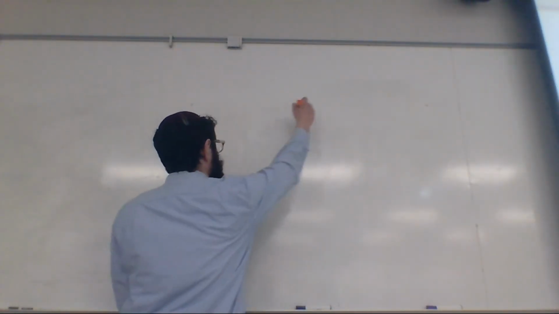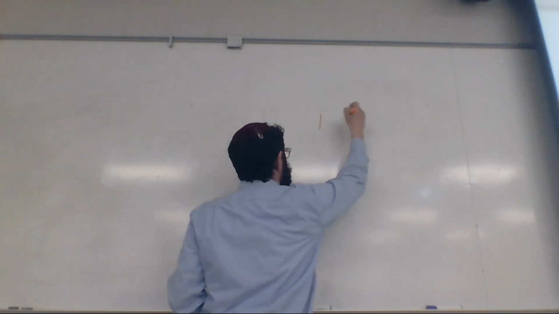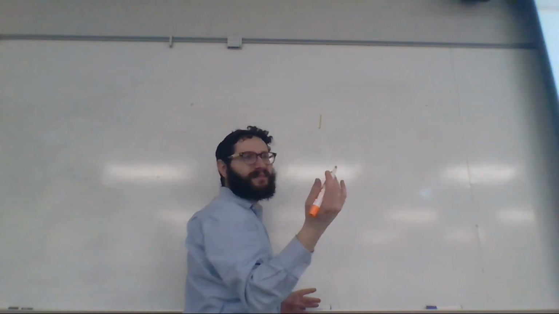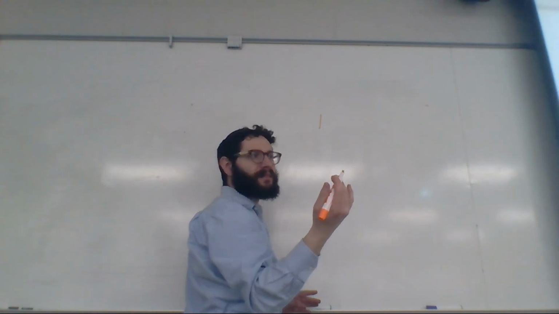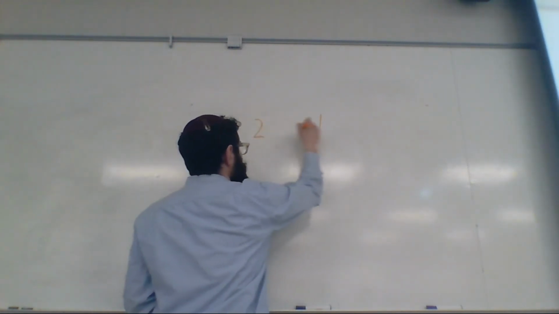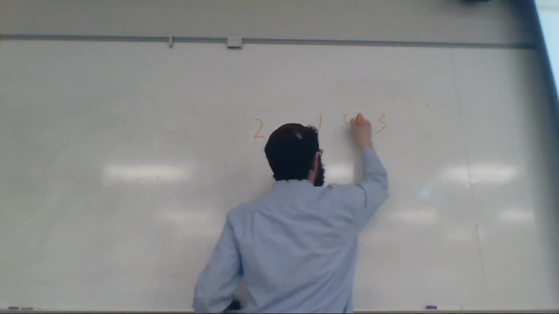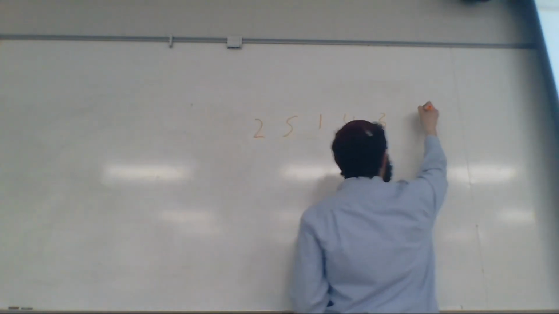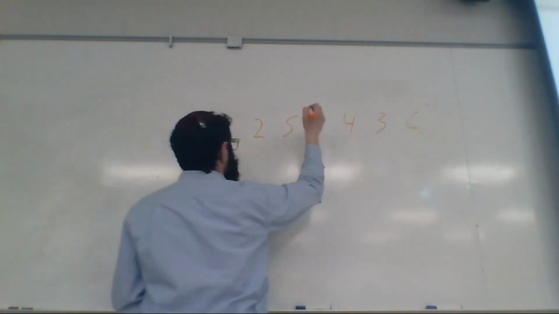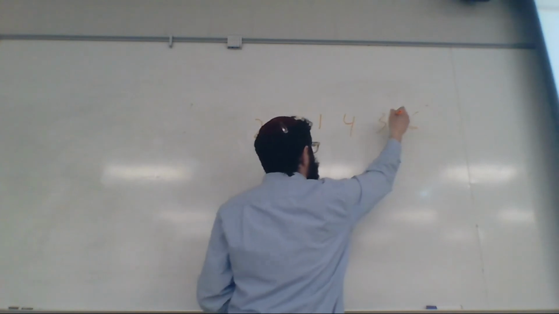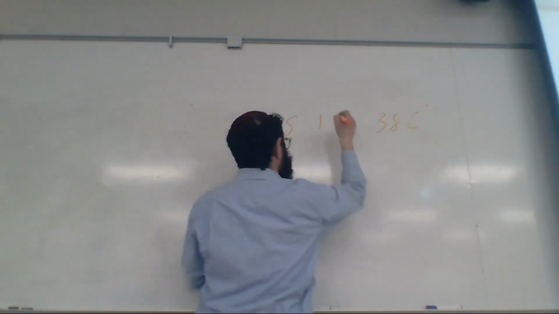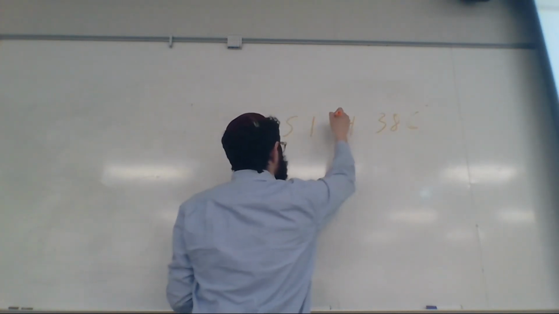So let's see this in action. Can everybody see the orange? No? Okay, so 1, 2, 3, 4, 5, 6. Let's put the 8 here and the 7 after the 1.